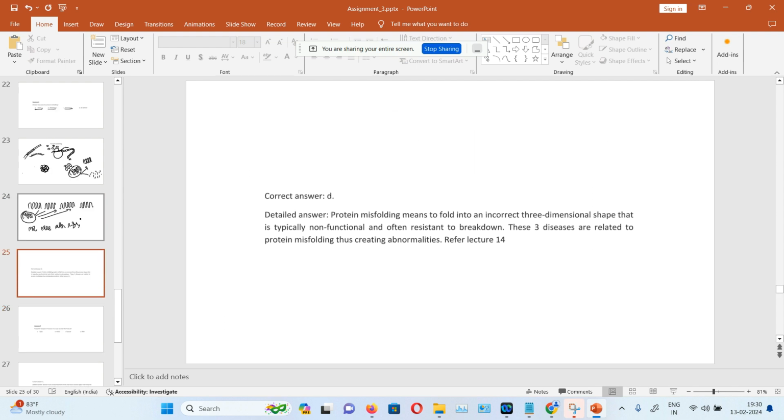So this is the answer. The answer is: protein misfolding means folding into an incorrect three-dimensional shape that's typically non-functional and often resistant to breakdown. These three Ds are related to protein misfolding, thus creating abnormalities. Okay.